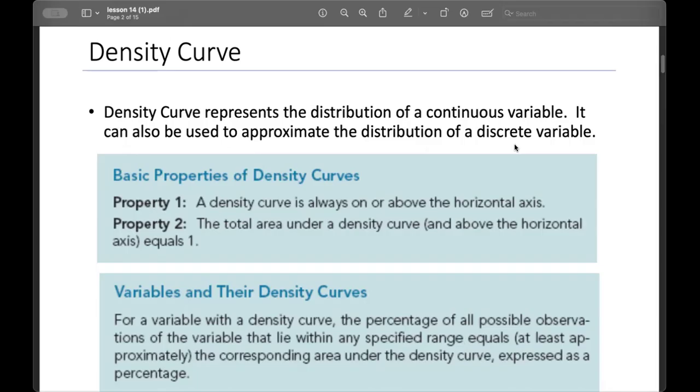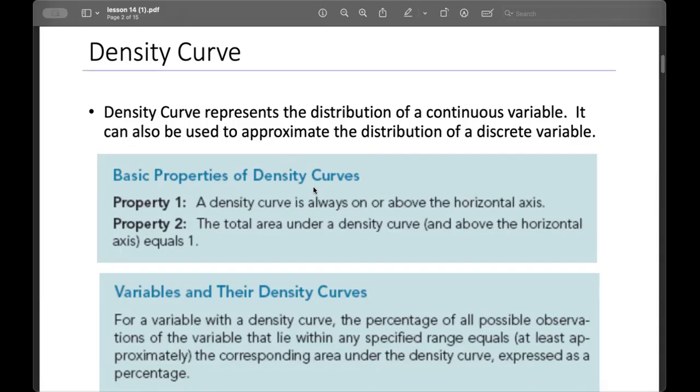Let's assume we have a discrete variable. If we wanted to approximate it as a continuous variable, we can use these density curves for those kinds of situations. Is it clear for us? Now, what it says: basic properties of density curves. What are the basic properties of these density curves?